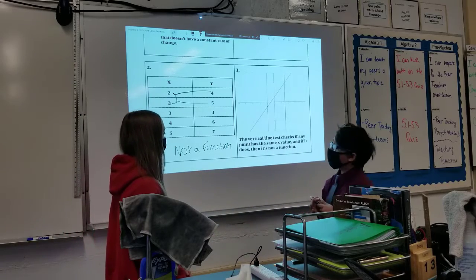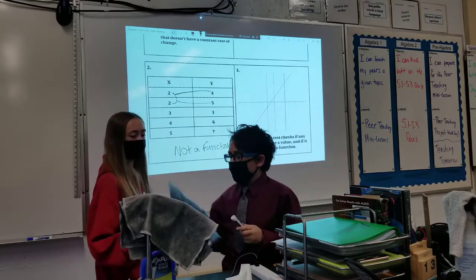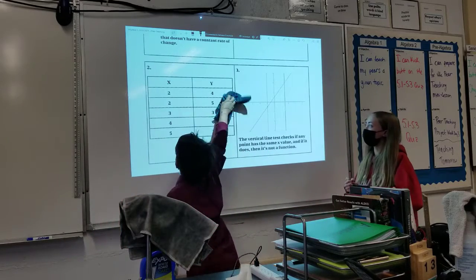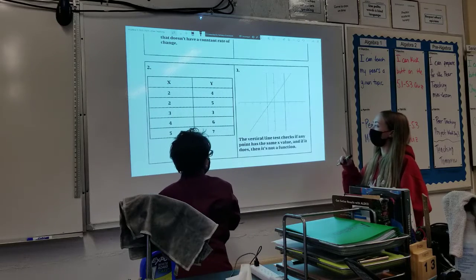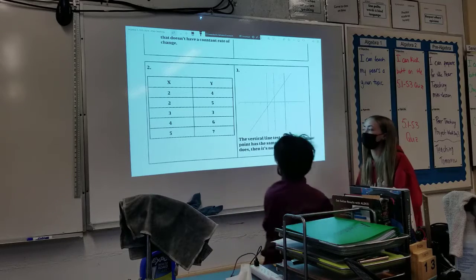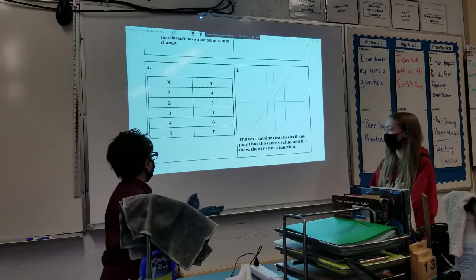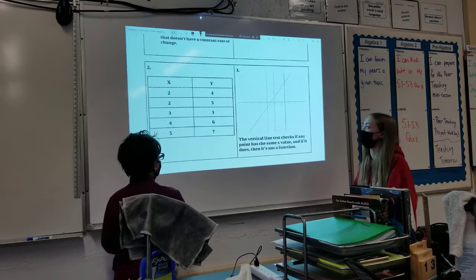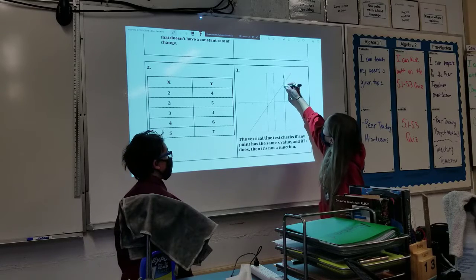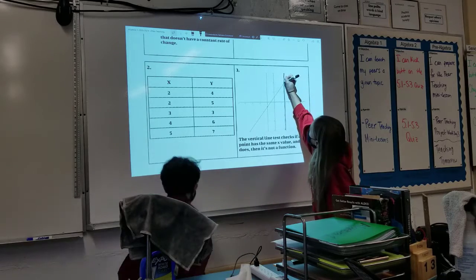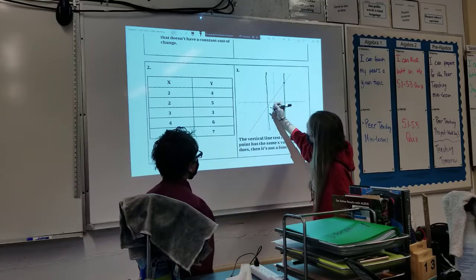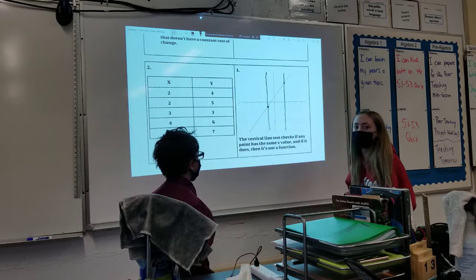Okay, so this one is a graph, and in order to figure out if it's a function, you can use the vertical line test. The vertical line test checks if any point has the same x value, and if it does, then it's not a function. So basically what you do is you draw a line going straight down, and there's only one point on this one. So it is a function.